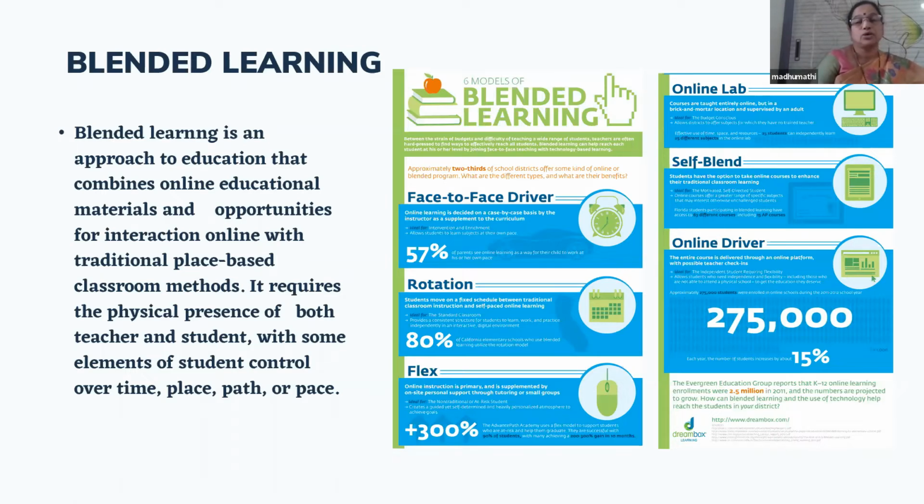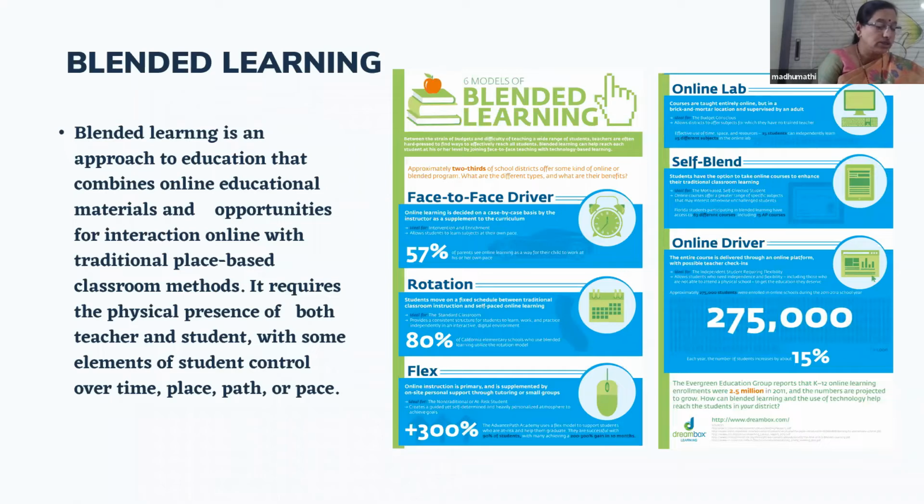So this face-to-face driver model of blended learning works out with diverse classrooms. The second model of blended learning is face-to-face and then moving on to online. That is called the rotation model, and it has improved results by 80%, and most educational institutions have adopted it.